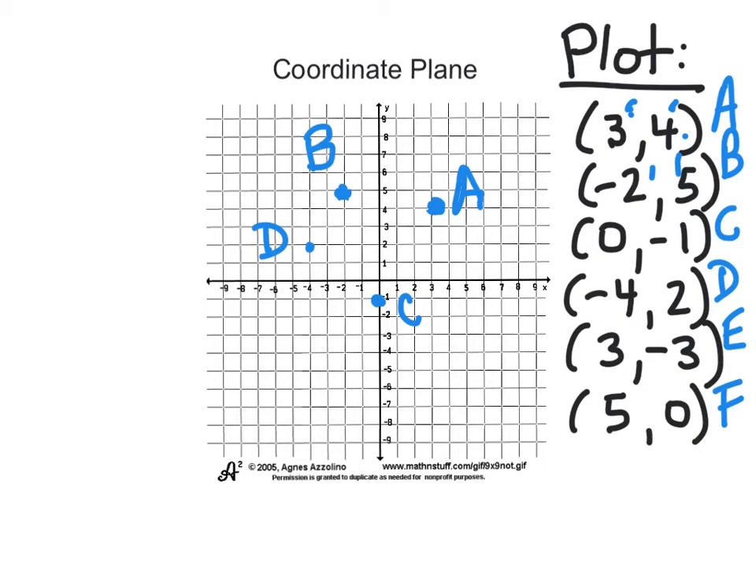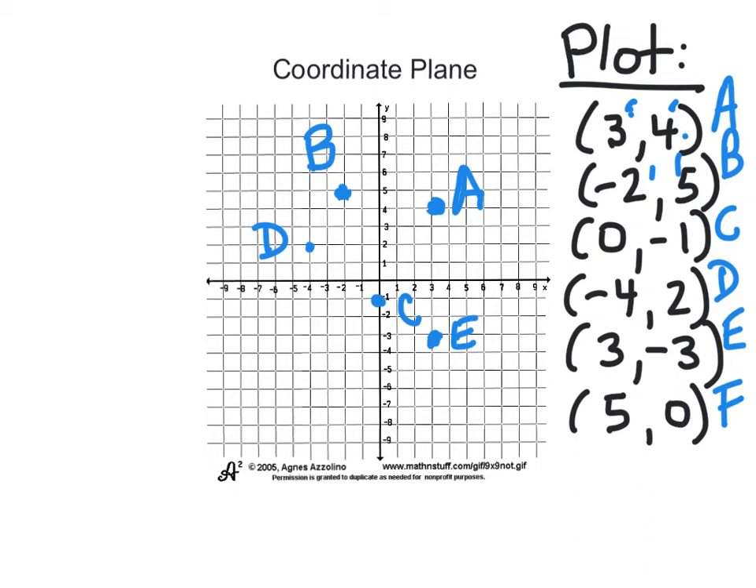All right, point E, x is 3, so I go 3 to the right from the origin, and then y is -3, so I go right 3 and then down 3. So it would be down there. That's point E, 3, -3.